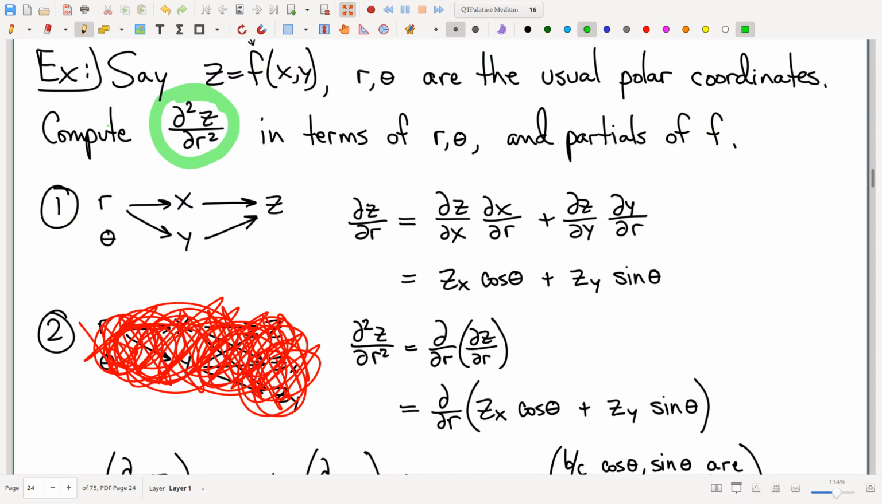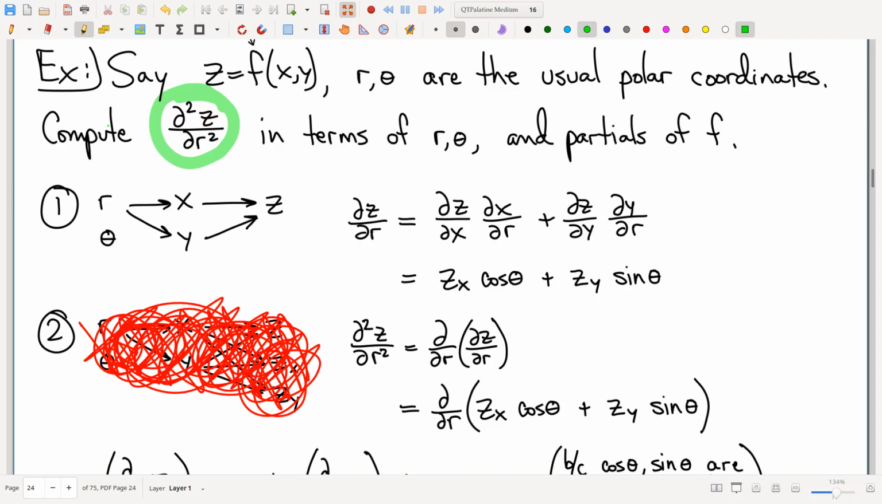second partial of the composition. Right? So by way of the composition, z is a function of r and theta. We can talk about a partial. We can talk about a partial of that partial. That's what I want to compute. We don't currently know how to do that.